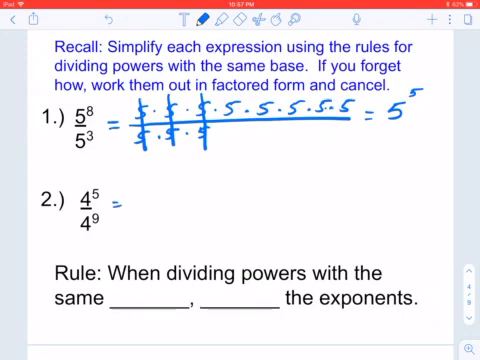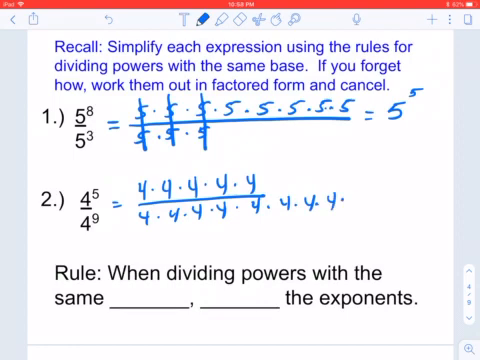On the second one, I have 4 to the fifth power over 4 to the ninth power. Again, I'm going to cross out anytime I have a number over itself. I can do that since it's all in factored form. So I have 5 pairs of the number 4 over itself. Those all make 1. So the leftover factors of 4 are in the denominator. So I get 4 to the 4th power in the denominator.